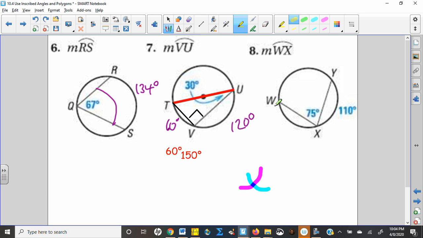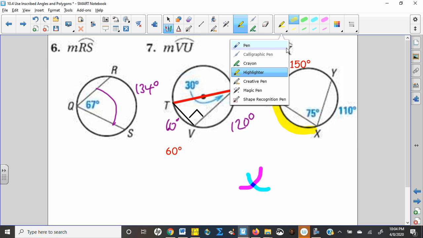This last problem, what's arc WX? We know that arc WY is 150. That's 75 times 2, since 75 is an inscribed angle. And then we just subtract from 360. So that's 260 subtracted from 360, which is going to give us a cool 100 degrees. And that is the first 8 problems. Let's keep going.